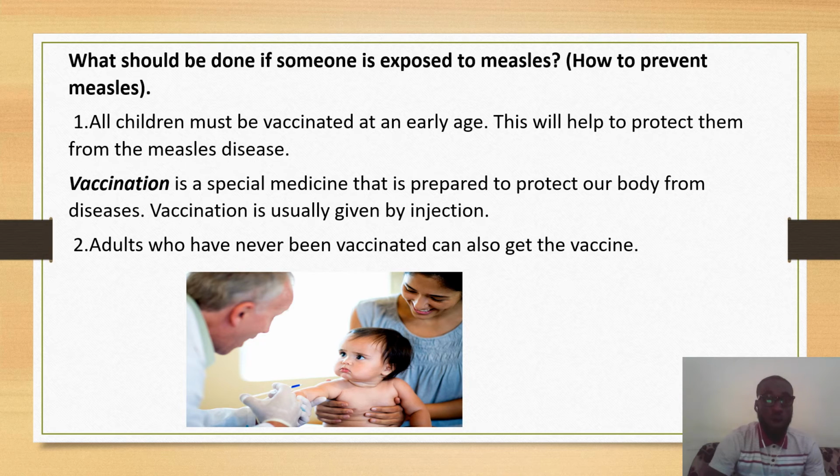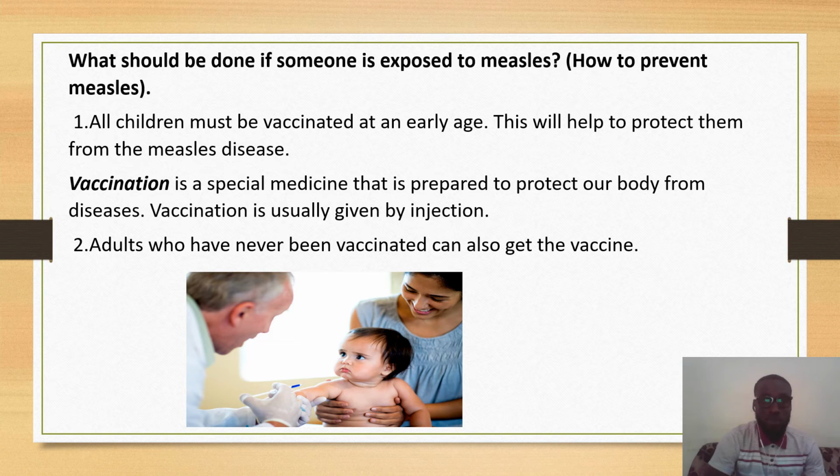Good. So all children must be vaccinated at an early age. So right from infancy, you have to be what? Vaccinated. You have to be given the vaccine to help you fight the disease known as measles. This will help protect them from the measles disease.